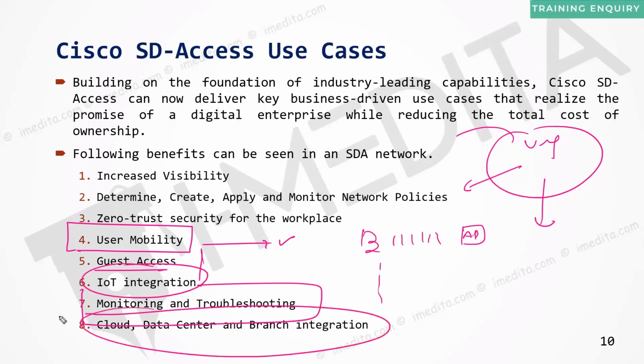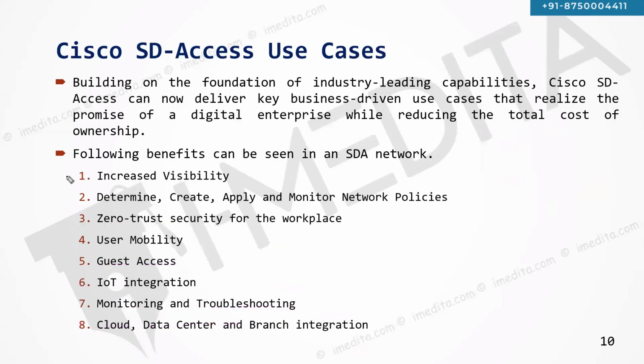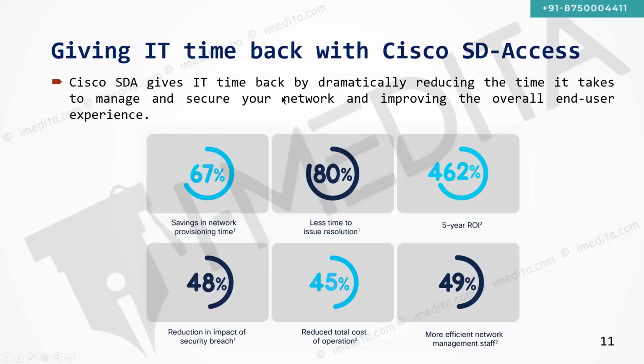We can integrate our cloud, data center, and branch integration. We can do all those things within the scope of Cisco Software-Defined Access. These are some key benefits that you get with Cisco Software-Defined Access. Cisco SDA gives IT time back dramatically: 67% saving in network provisioning time and 80% less time during issue resolution. We also saw that in the last class.